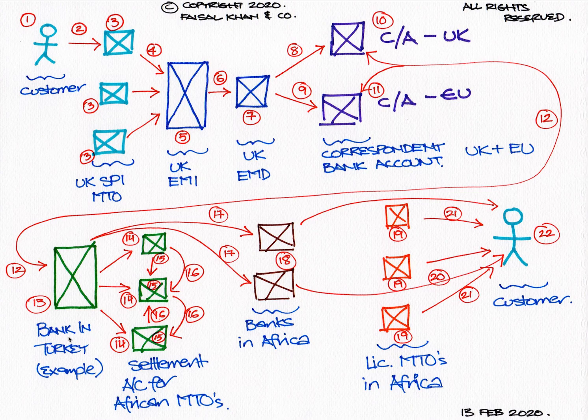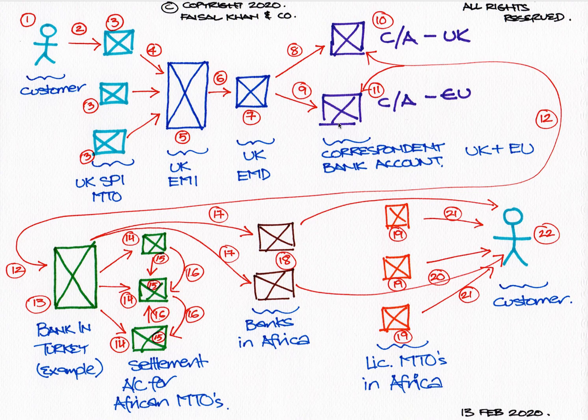So this is the second leg of the transaction, where the bank in Turkey provides the rear wheels to this entire equation. So customer, UK SPI MTOs, small payment institution money transfer operators, UK electronic money institution. This is the first key. They would have a UK EMD, an electronic money distributor. This would be the same technology company that would be providing software solutions all over Africa.